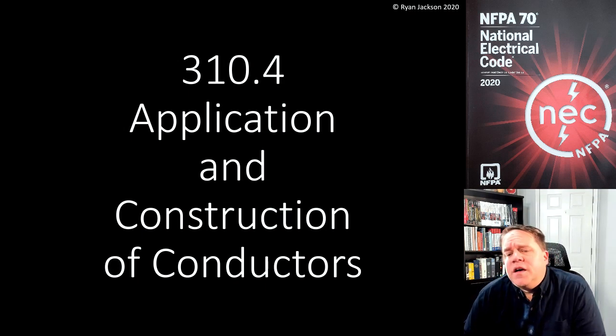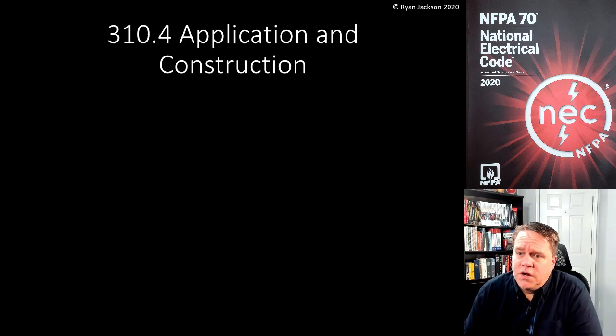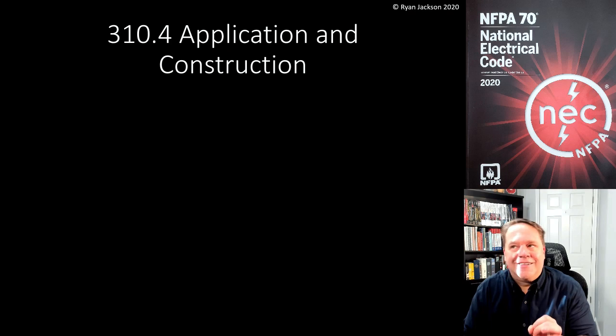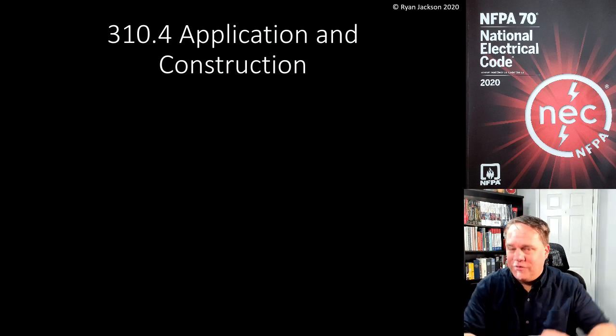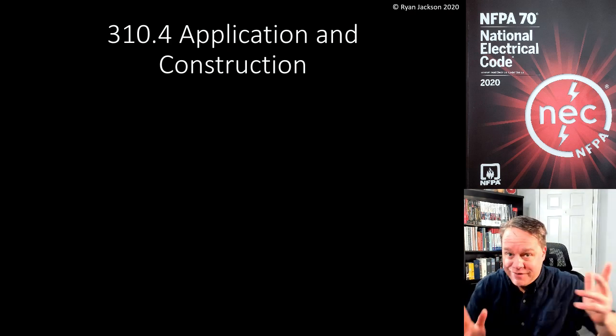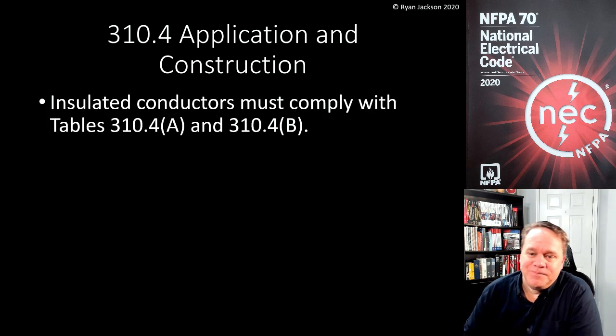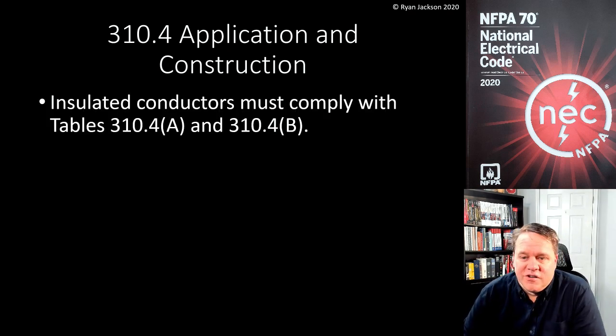310.4, Application and construction of conductors. Lots of good information here in table 310.4. I need to stop saying 310.104. It was 310.104 for 50 years. Now it's 310.4. Insulated conductors must comply with tables 310.4(A) and (B).